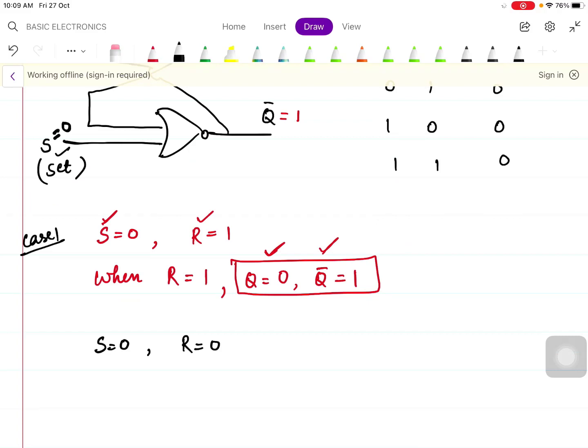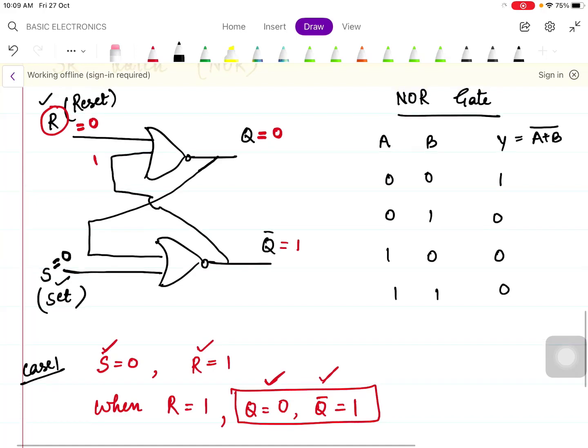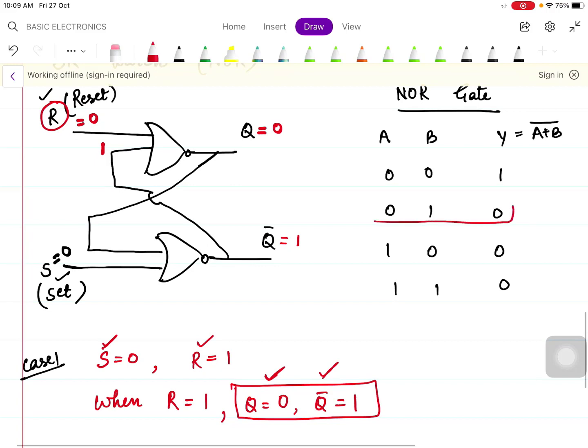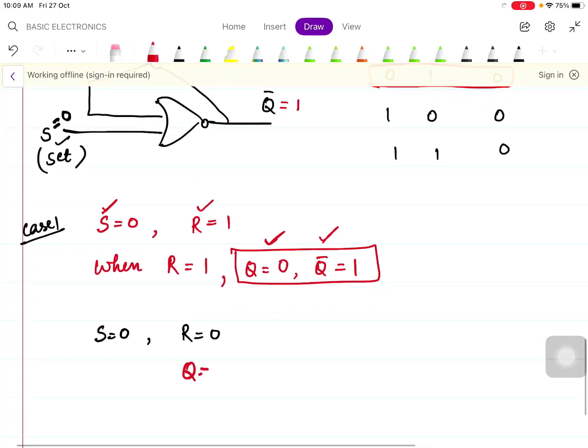So let us consider a condition when S and R both are equal to 0. It is a special condition. Let us see to it. That is why I am considering it in the same case itself. So let us see. When S and R both are 0, I have put S and R both 0. Then let us see what happens. See, Q bar is equal to 1. So here we have 0 and 1, and according to the truth table of NOR gate, when 0 and 1 are the inputs, the output of NOR gate is 0. That means this 0 will remain as it is. That means Q is equal to 0.